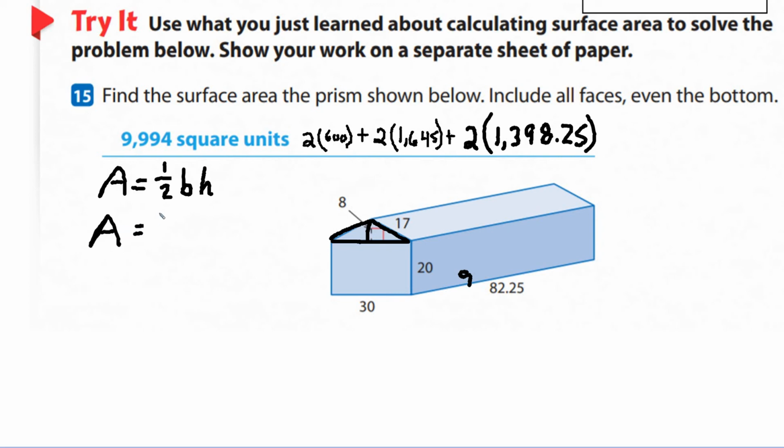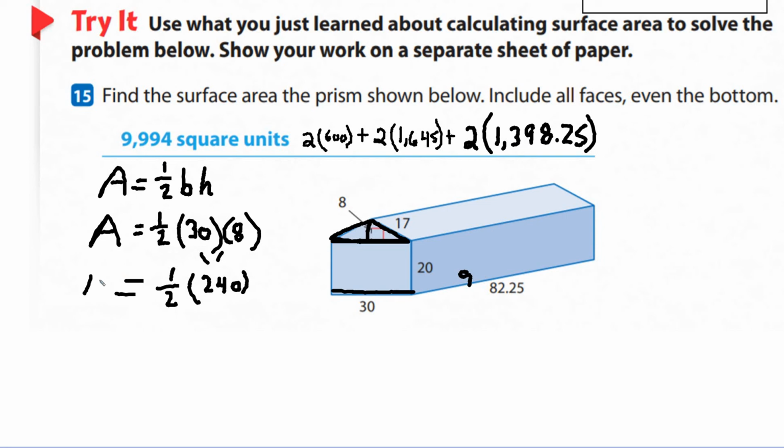We don't have the area. 1/2, the base is 30, and the height is 8. 30 times 8 is 240, times 1/2 will give us 120. So now we know there's 2 of them, so we're going to still do 2 times 120. There's 7, and then there's 8 on that side.